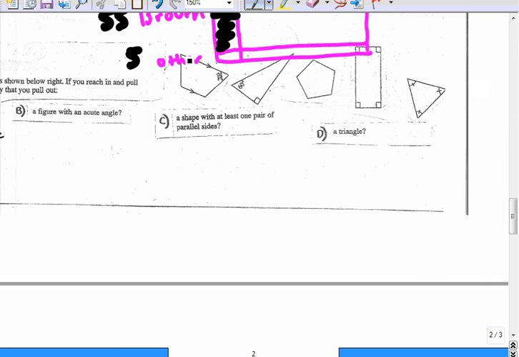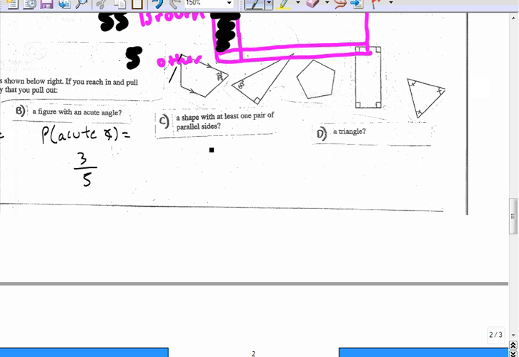Okay, a figure with an acute angle. So an acute angle, let's see. Acute angle means less than 90 degrees. This one does have an acute angle. All right, this one has an acute angle. This one does not have any acute angles. This one does not have any acute angles, and this one does. So 1, 2, 3. The probability of acute angle is equal to 3 out of 5.